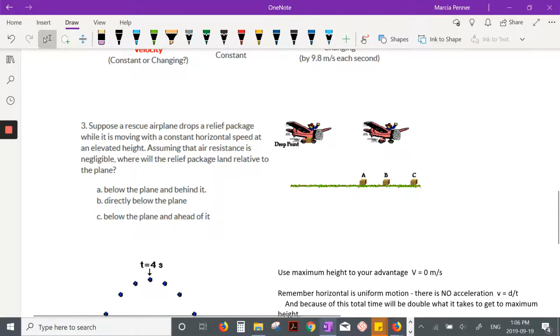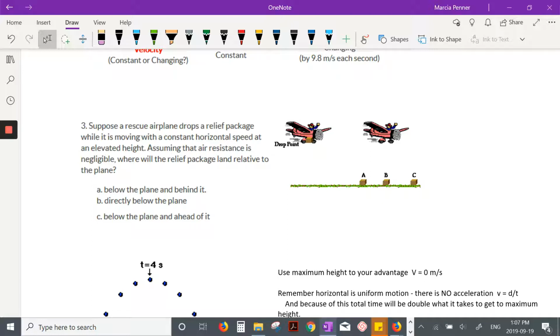So, question here, how does this show up in maybe a more real life context, although I'm not sure how many of you have been flying planes lately and dropping things out of them, but anyway, an example of where we can kind of see this projectile motion concept at work. So suppose a rescue airplane drops a relief package when it's moving with constant horizontal speed at an elevated height. Assuming, in this case, that air resistance is negligible, non-existent, where will the relief package land relative to the plane?